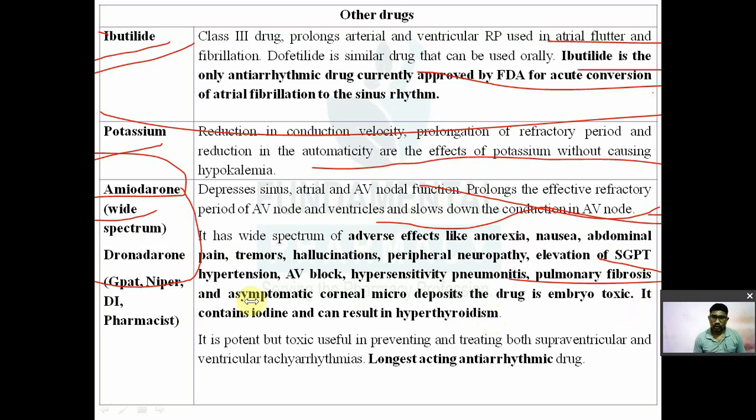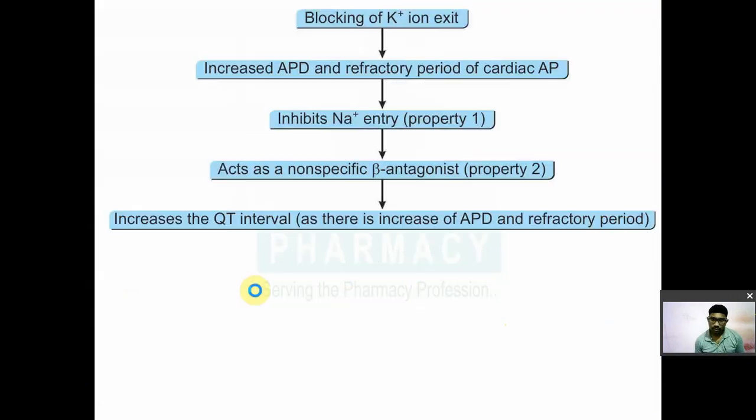It will also cause asymptomatic corneal deposits. It is embryotoxic, and amiodarone has iodine in its structure and that's why it can cause hyperthyroidism. It is a potent drug but more toxic, and useful in the treatment of both supraventricular and ventricular tachycardia. It is the longest acting anti-arrhythmic drug, amiodarone. Remember this, a question can come about it.